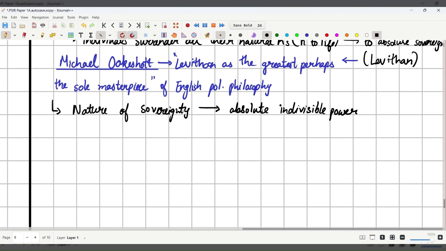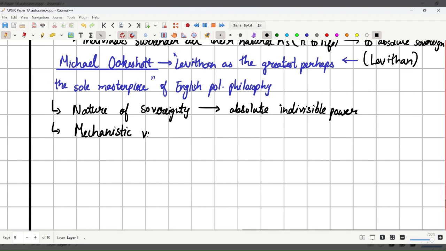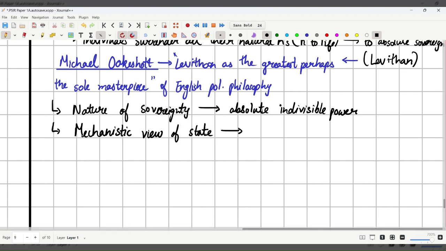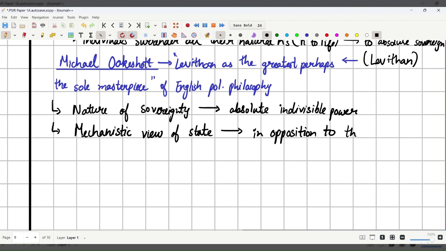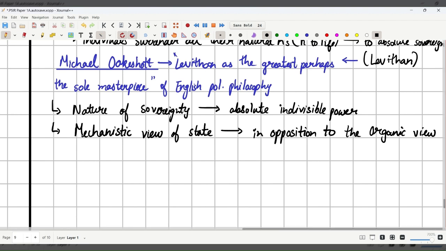Then what is the mechanistic view of the state? So social contract is basically a mechanistic view of the state, given by Hobbes. Okay, the mechanistic view of the state is in opposition to the natural or organic view of the state. Okay, so who gave the organic view of the state? Aristotle and Plato. Okay, and the mechanistic view is basically that of the social contractualists.